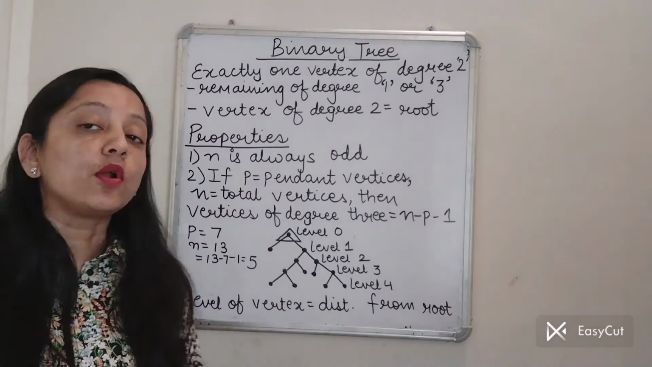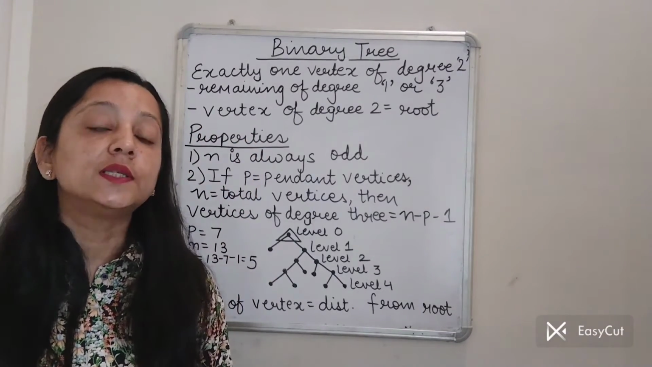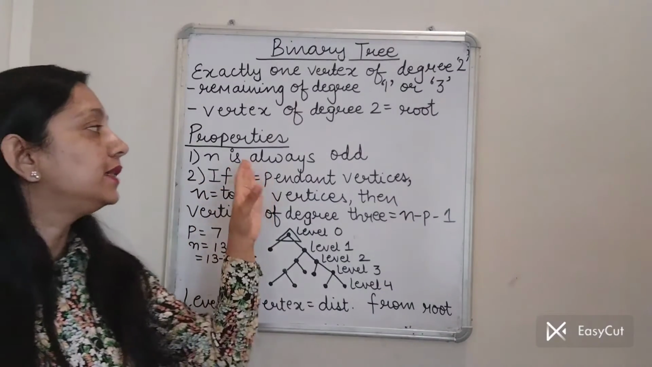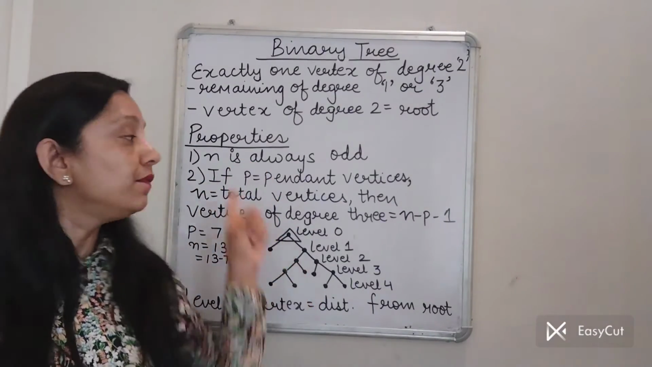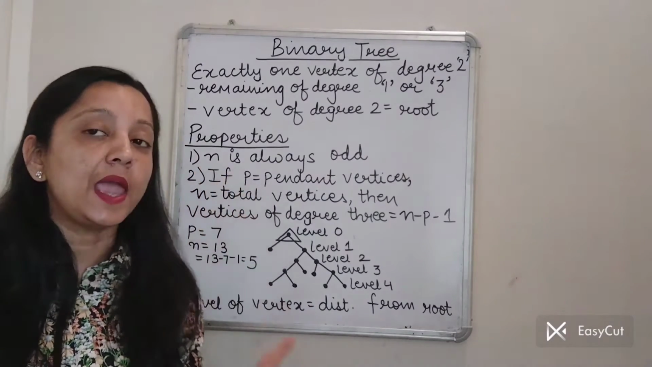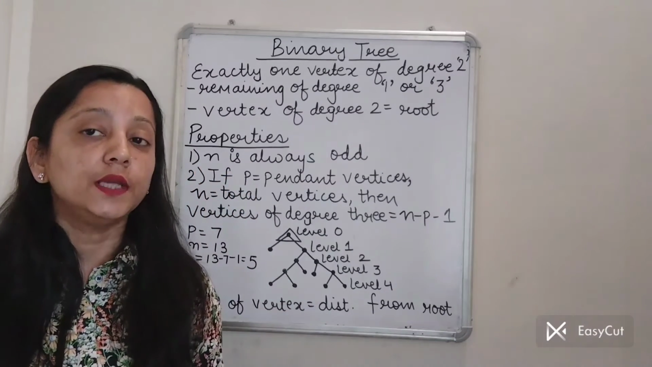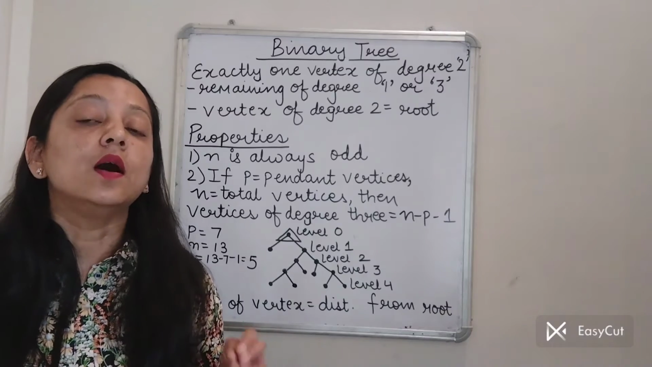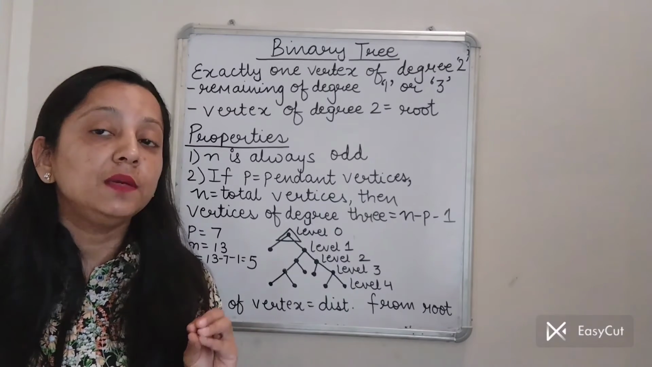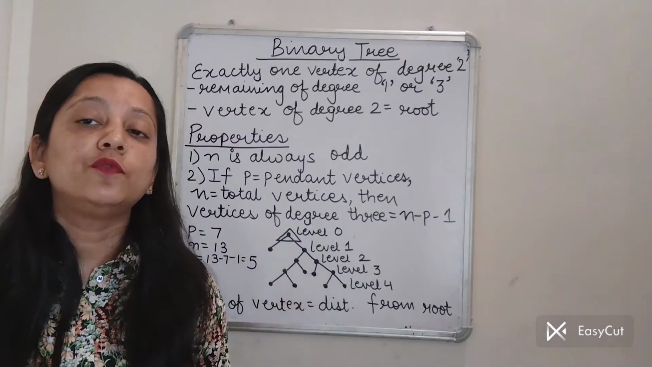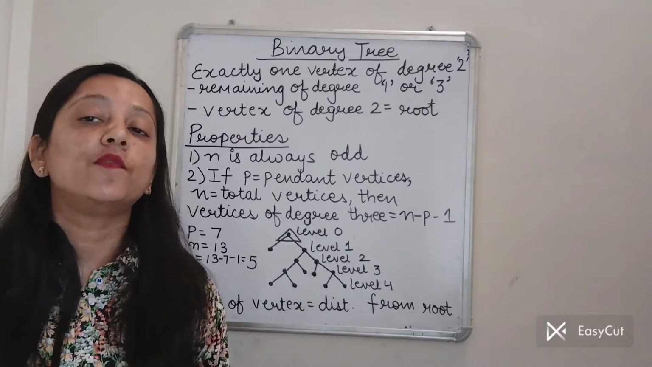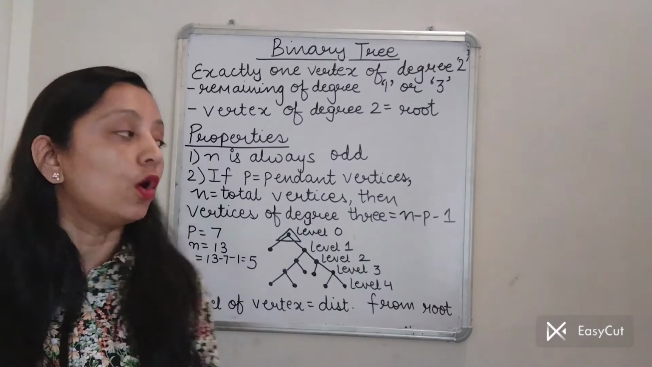Now, there are some important properties of binary trees which we all must know. The first property is that the total number of vertices, which I denote here by n, is always odd, right? So there will always be an odd number of vertices in a binary tree. You pick up any binary tree and find out for yourself. You will see that n, the total number of vertices, would always be odd.